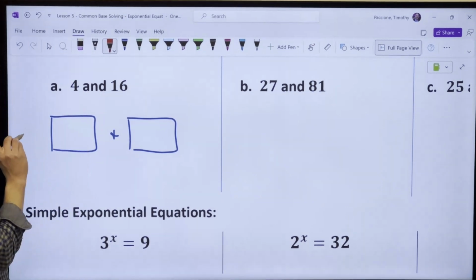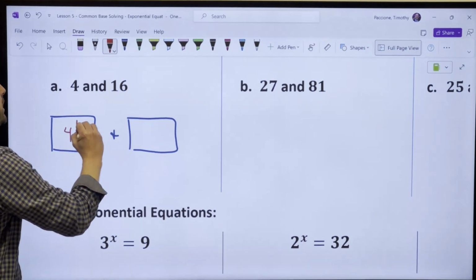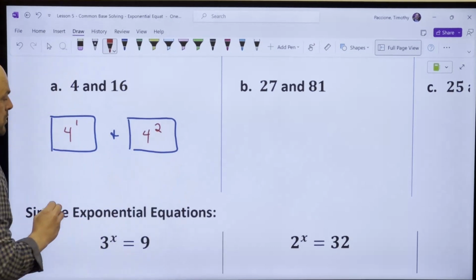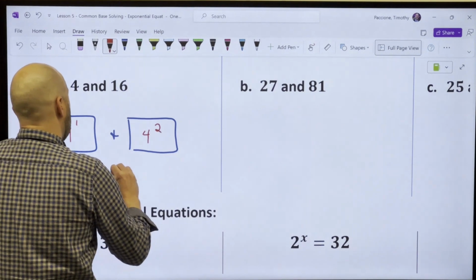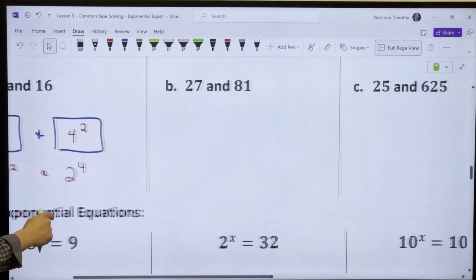Hold on, one person at a time. Go ahead. 4 to the 1 and 4 to the 2. Anybody get a different answer? 2 to the 2 and 2 to the 4. Both true, right? We get it?